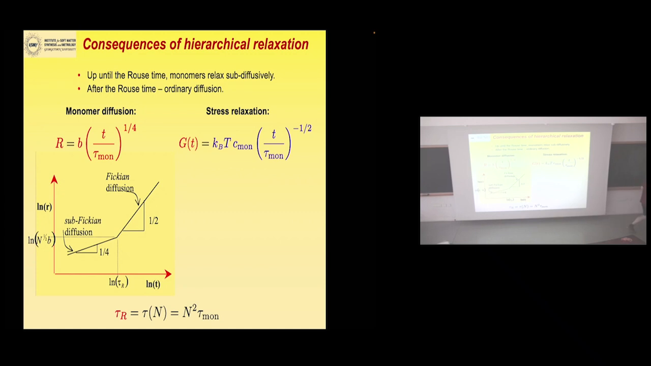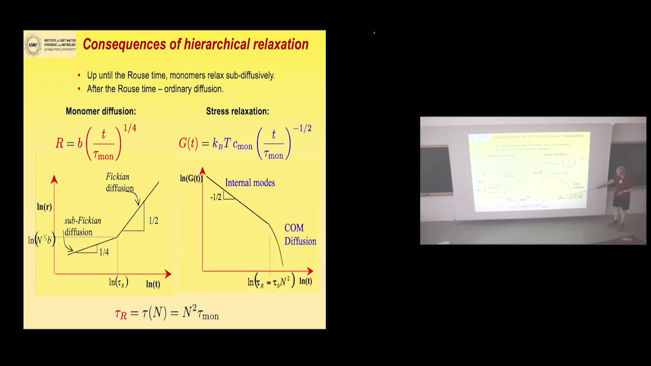The stress has a similar signal. At time scales smaller than the Rouse time, so I'm plotting the log of the modulus versus the log of time, the modulus comes down with a power law of -1/2, which comes from this Rouse spectrum. Once you get to the Rouse time, then it decays with an exponential. So on a log-log plot, an exponential decay looks like that. So you get a power law, which then eventually crashes down by an exponential.